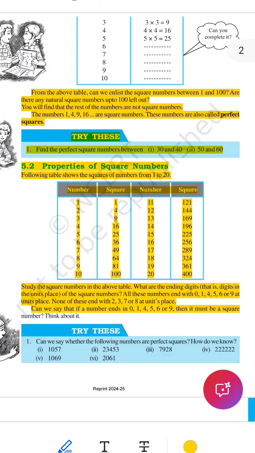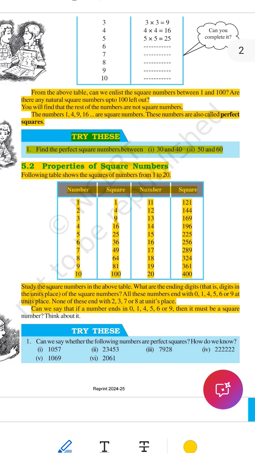6. Units digit of square numbers. Look at the last digit of each square number above. The last digit is also called the units place. 1 ends with 1, 4 ends with 4, 9 ends with 9, 16 ends with 6, 25 ends with 5, 36 ends with 6, 49 ends with 9, 64 ends with 4, 81 ends with 1, 100 ends with 0, and so on up to 400, which ends with 0. An important thing we see: square numbers always end with 0, 1, 4, 5, 6 or 9.